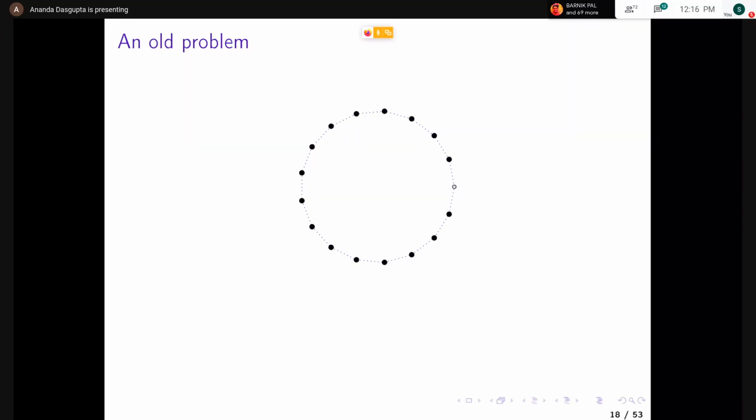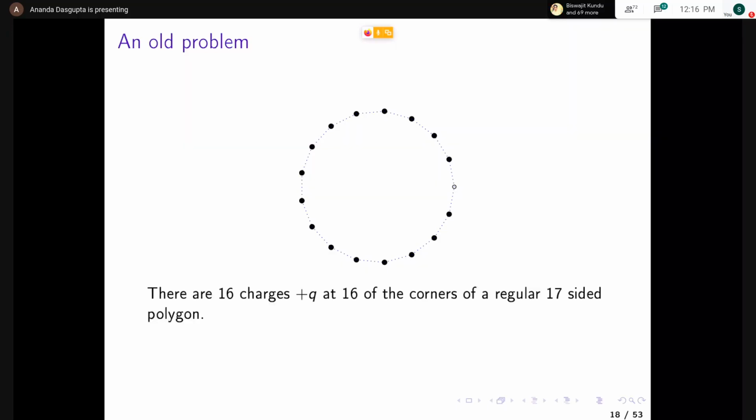The question was, there are 16 charges plus q at 16 of the corners of a regular 17-sided polygon. As you can see, I hope this is visible, there are 16 charges here. I don't need you to count, I have counted. There are exactly 16 of these black dots, which are black circles, indicating places where charges are. And there's this one empty corner, shown by this open circle, the unfilled circle. So there are plus q charges at each one of these corners, and you have to find out the field at the center.